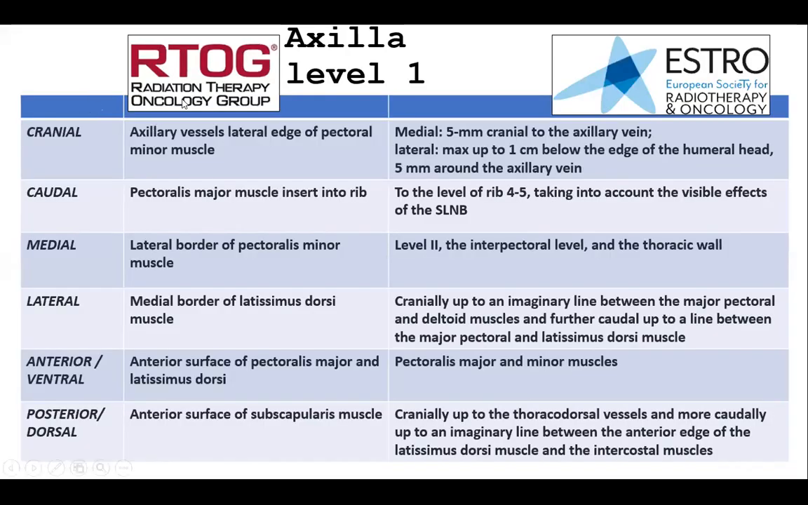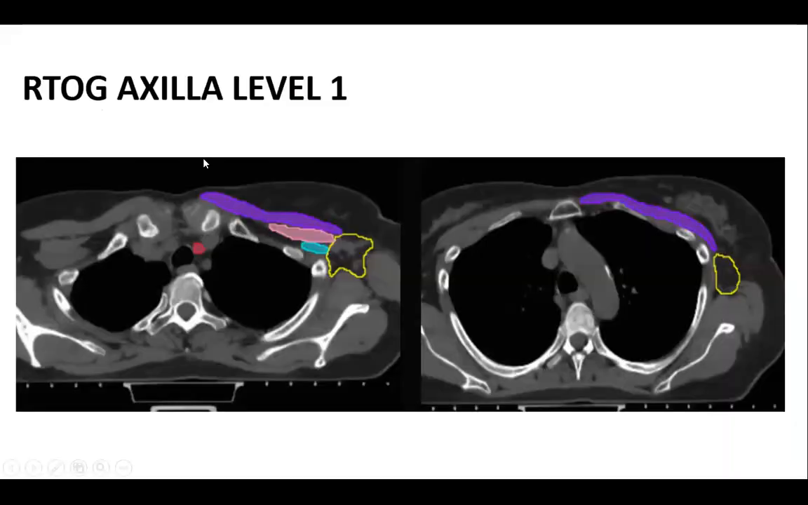Moving ahead with our axillary level 1 station, I won't be discussing it in detail. I will just discuss the RTOG guidelines, and then I will tell you the differences, how ESTRO differed from RTOG. So first, coming to the RTOG cranial border, here we will take the axillary vessels. The cranial border is taken at the slice where we can see the axillary vessels cross the pectoralis minor muscle. So here we can see the axillary vessel is crossing the pectoralis minor muscle laterally. So this would be my cranial border.